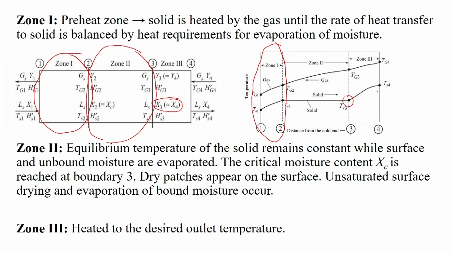only the temperature increases. From here the temperature increases from Ts3 to Ts4, and then it is the desired temperature; based on the desired temperature we decide where station 4 will be, but the moisture content will not change. There, dry patches appear on the surface, and unsaturated surface drying and evaporation of the bound moisture also occur. And zone 3 is nothing but heating to the desired outlet temperature.